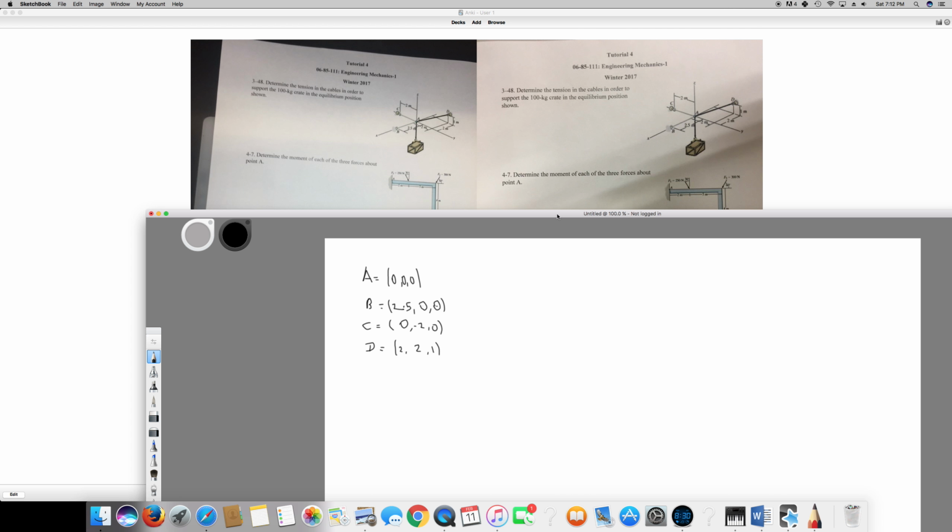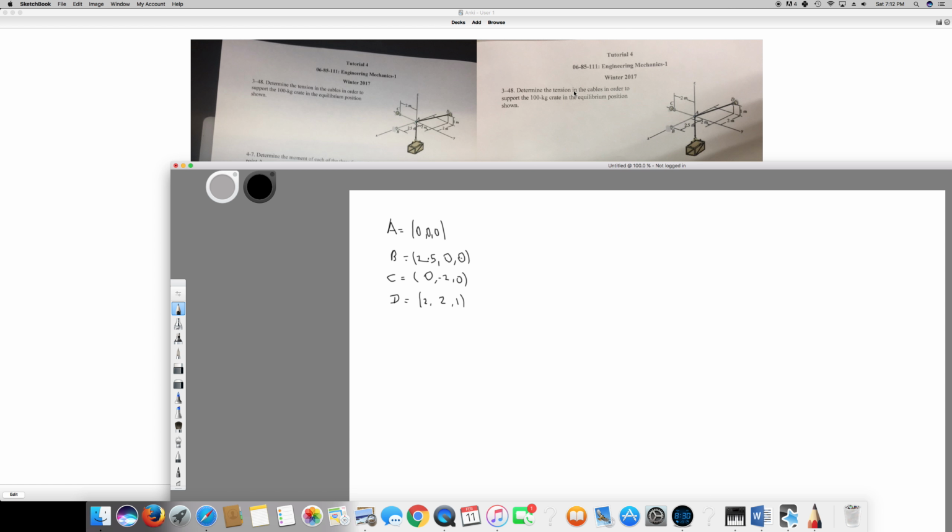Now the question is to determine the tension in each cable in order to support the 100 kilogram crate in the equilibrium position. So they have asked equilibrium. In order to do that, I have to find the forces, and to find the forces, first of all, I have to know the unit vectors. In this case, we have to calculate the unit vectors from A. So first of all, let's calculate AB.